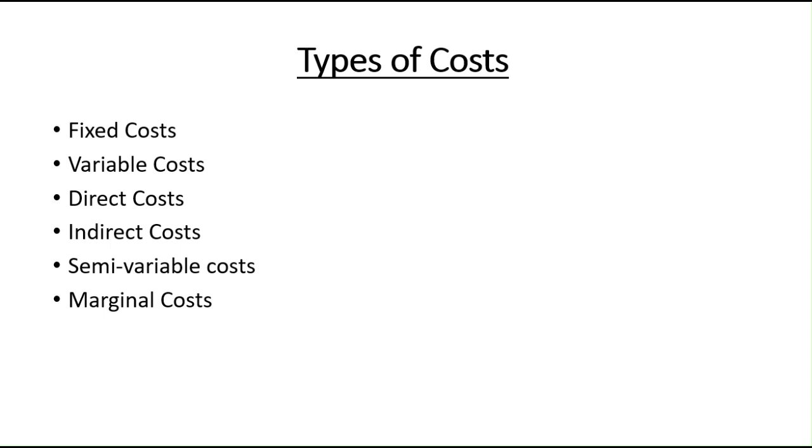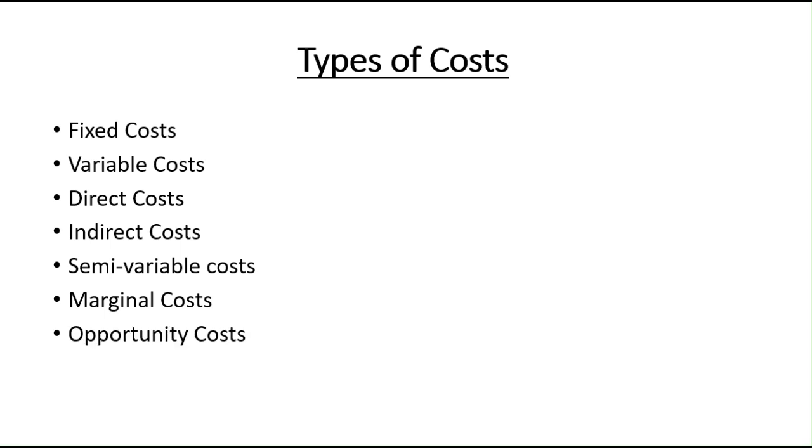So the next cost is marginal cost. These costs are incurred by producing one more unit of any product, and they're mainly used in decision making to determine the optimum production level. And next one is the opportunity cost.